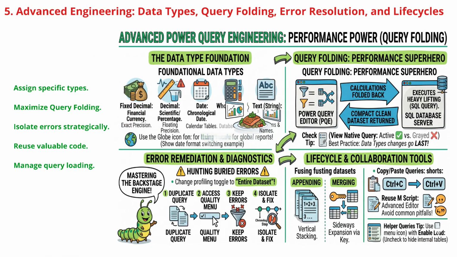Professional best practice is to place data type adjustments as the very last step in your timeline. Making these changes early breaks query folding, the superpower optimization that pushes processing back to the database server. When errors appear, profile the entire dataset to uncover buried issues. Then, follow the structured 4-step strategy. Duplicate, isolate errors, trace the timeline, and fix the root cause.